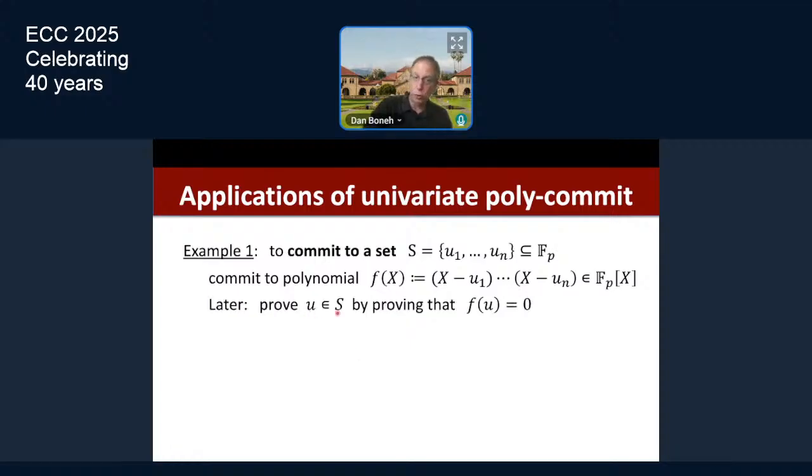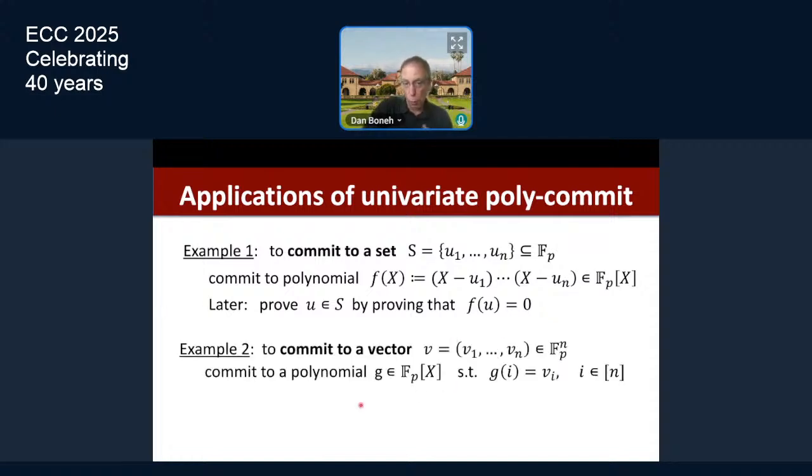And later, if I want to prove to you that u is in S, I just prove to you that f of u is equal to 0. If I want to prove to you that u is not in S, I prove to you that f of u is not equal to 0. Yeah, so we get a very easy commitment to a set with inclusion and exclusion proofs. It's as simple as that.